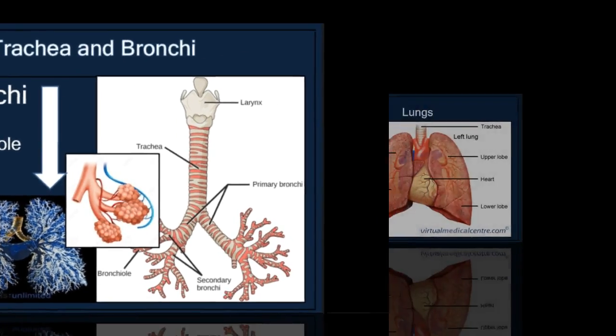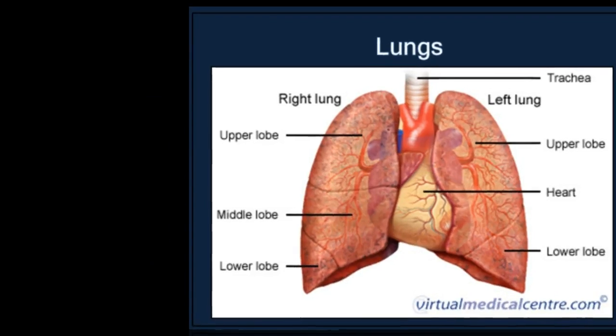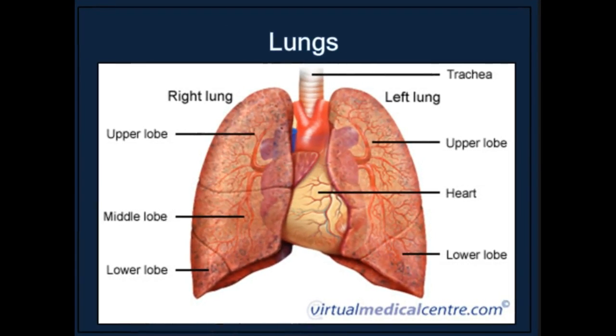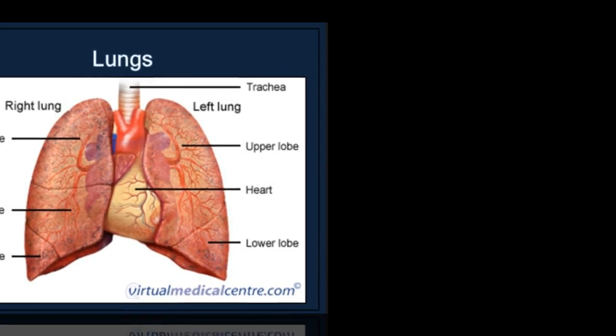Lung tissue is friable. In the illustration, we notice that the right lung has 3 separate lobes, whereas the left lung has only 2 lobes. The hilum of the lungs is where the main bronchi, the pulmonary arteries and veins, and the lymphatic vessels enter the lungs on the medial surface.